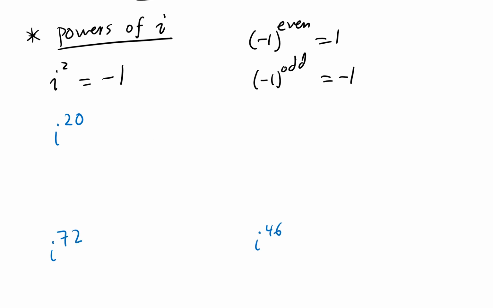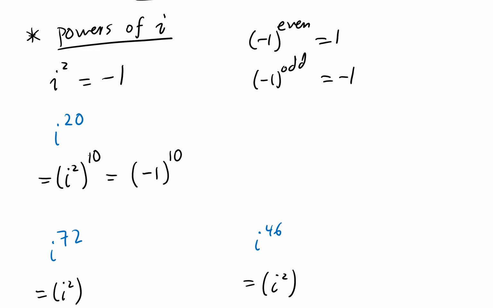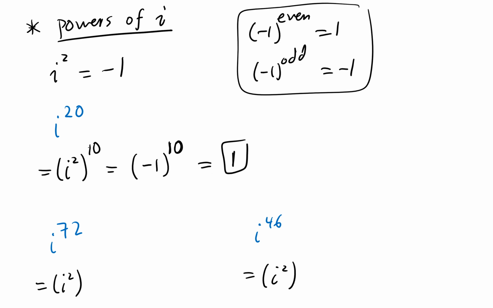Well, let's see. Always start with i squared. All of them start with i squared. Now, what number on the top can I put, times 2, gives me 20? It's 10. Notice the 10: i squared is -1, and the 10 stays the same. But -1 to an even power, this 10 is even, it's 1. So i to the 20th is 1.